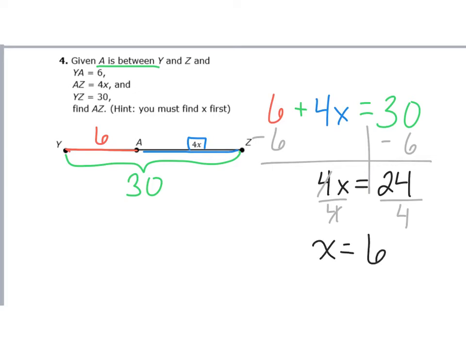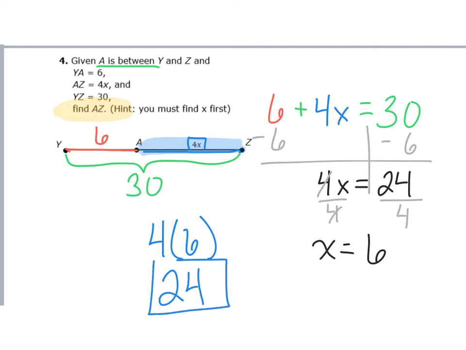6. But be very careful, because if you look at your problem, it's not asking me to find x. It's asking me to find AZ. So AZ is this piece right here, which is 4 times x. So AZ is 4 times x. AZ is 24. Which makes sense because 24 plus 6 gives me my 30.